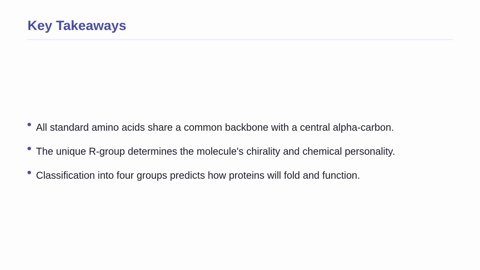We have covered a lot of ground today, so let us review our most important ideas. First, every standard amino acid shares a common backbone consisting of an alpha carbon, an amino group, and a carboxyl group. Second, it is the unique R group that determines whether the molecule is chiral and dictates its classification as nonpolar, polar, acidic, or basic. Finally, this classification is not just trivia. It is the foundational step in predicting how a linear string of amino acids will fold into a functional 3-dimensional protein.